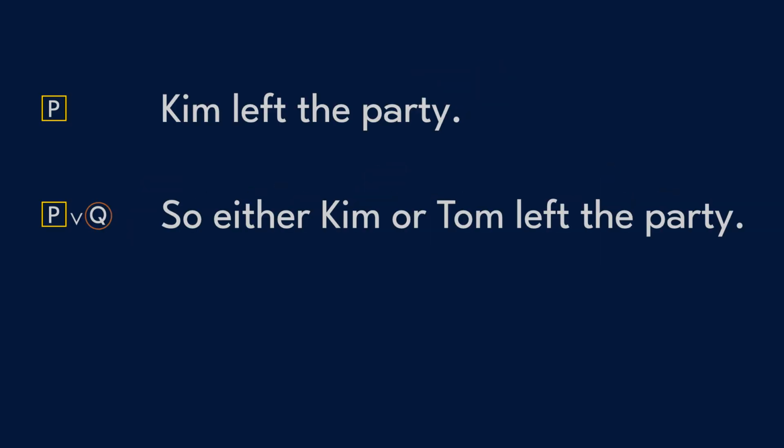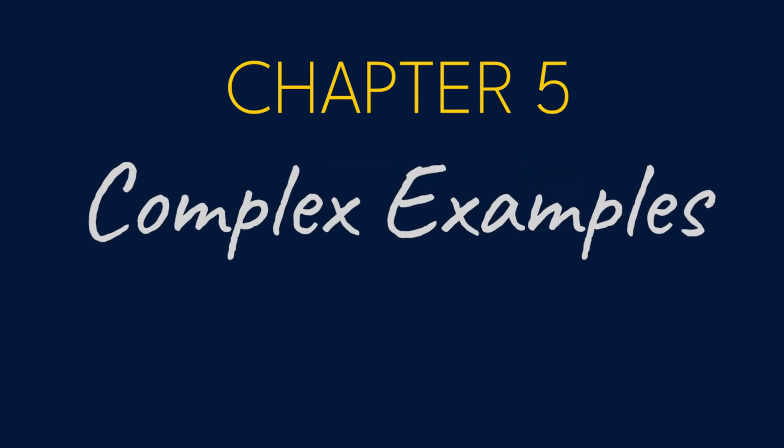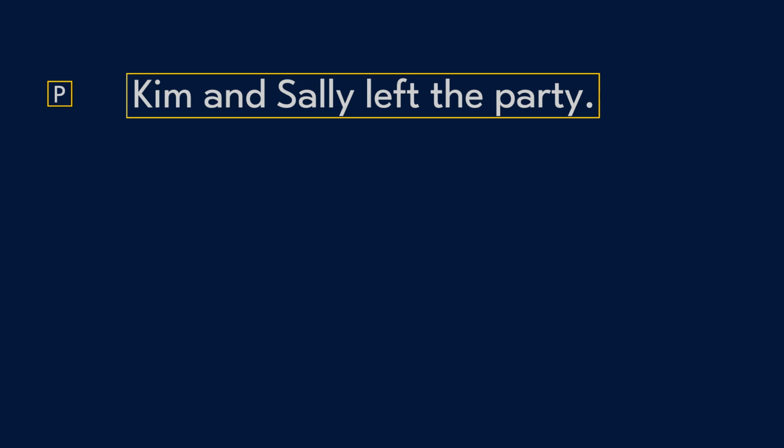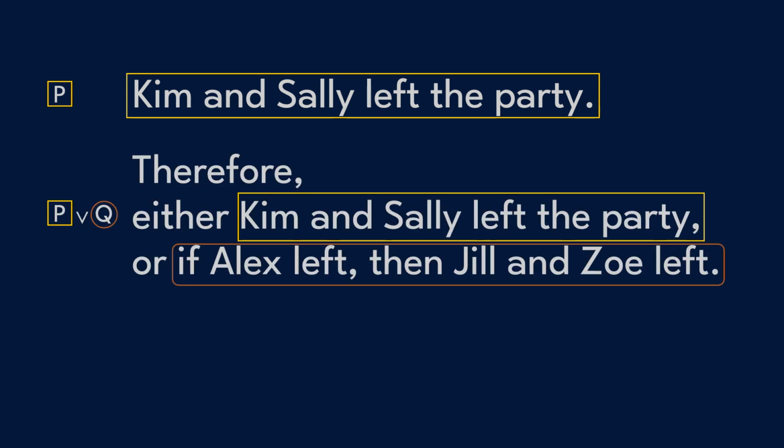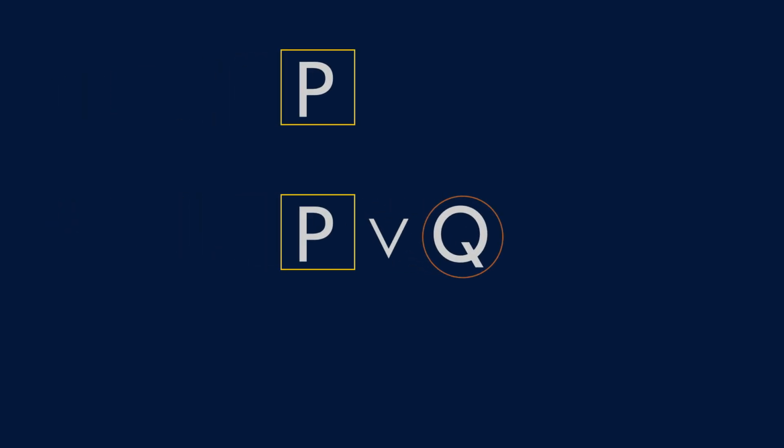Kim left the party. So, either Kim left the party or Tom left the party. Using symbols, box. Therefore, either box or circle. The box and circle example shows that P and Q can really stand for anything. For example, Kim and Sally left the party. Therefore, either Kim and Sally left the party, or, if Alex left, then Jill and Zoe left. It looks messy, but the pattern is simple.